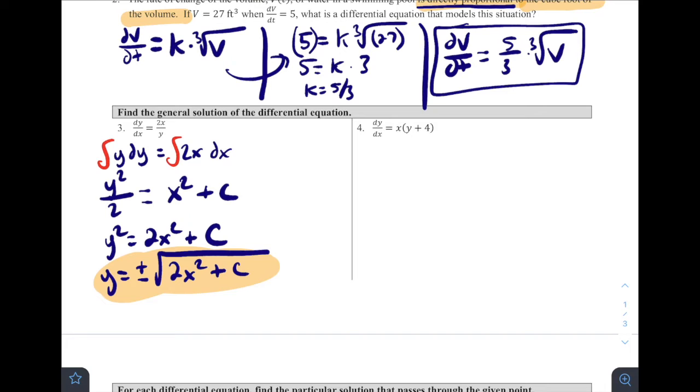And again, what are we finding? We're saying that this y equation, if we took the derivative, would have the derivative dy dx equal to 2x over y. So good to know, good to be able to find.